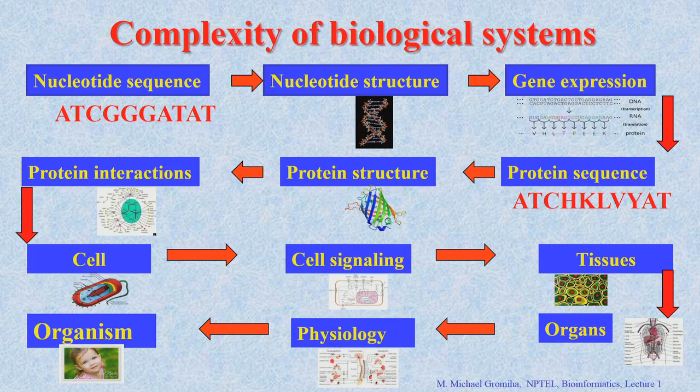we go with the gene expression. So, we go with the DNA, DNA to RNA and RNA to protein. So, we can go to the gene expression and finally, we get the protein sequence. Once we have the protein sequence, we go to the next level, called protein structure, and from protein structure to protein interactions, and protein interactions happen in the cell, and then we go for the cell signaling and go with the tissues and develop the organs and the physiology of the system and finally the organism. So, this is the complexity of the biological systems.